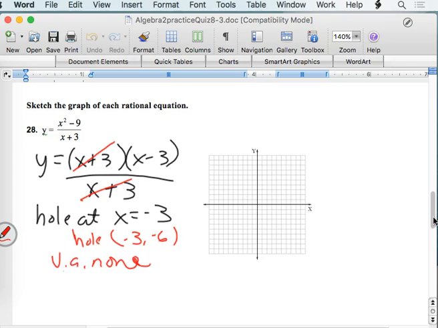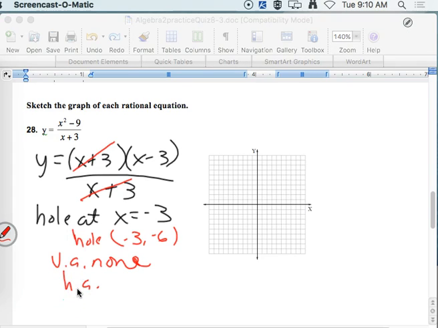All right. How about horizontal asymptotes? The degree of the top is 2. The degree of the bottom, 1. If the degree of the top is less than the degree of the bottom, it's y equals 0. That's not 0. If the degree of the top is equal to the degree of the bottom, then we use the fraction thing. It's not equal. If the degree of the top is greater than the degree of the bottom, we don't get one.